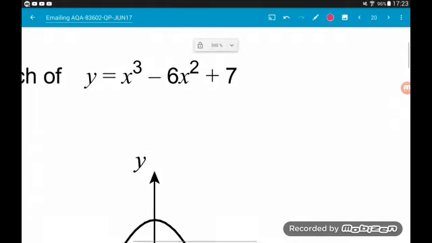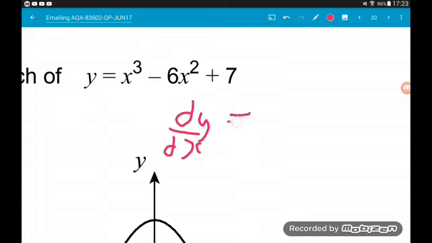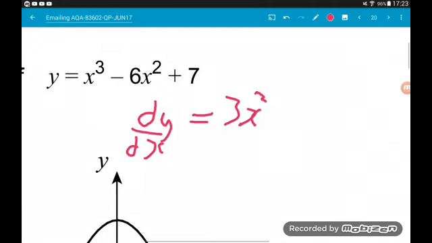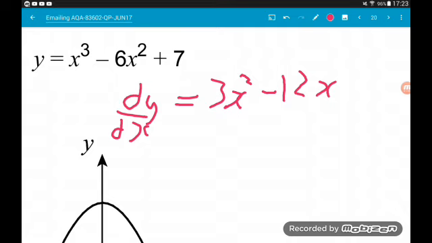So our function is x cubed minus 6x squared plus 7. So dy by dx is going to be 3x squared minus 12x. Now, we know at a stationary point, the gradient is equal to 0. So remember, the reason we differentiate is to get the gradient function. So we now set this equal to 0. So we've got 3x squared minus 12x is equal to 0.